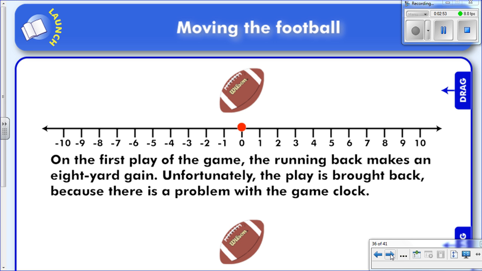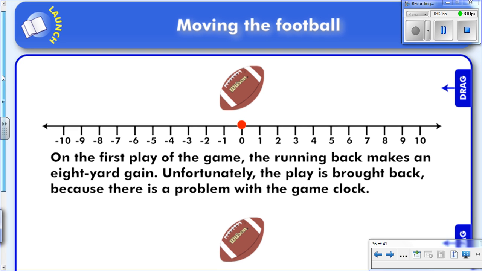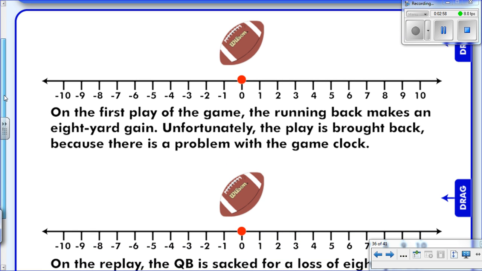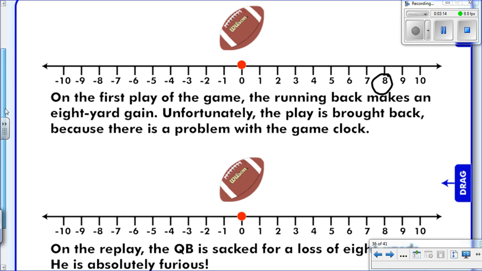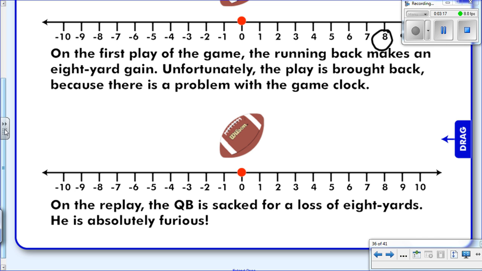All right, let's take a look at this explanation of football. It says on the first play of the game, the running back makes an 8-yard gain. So I'm going to go ahead and circle the 8-yard gain. Unfortunately, the play is brought back because there's a problem with the game. So now we're back at 0. Now on the replay, the quarterback is sacked for a loss of 8 yards. We've already learned our positive and negative integer terms, and a loss means it's a negative number.